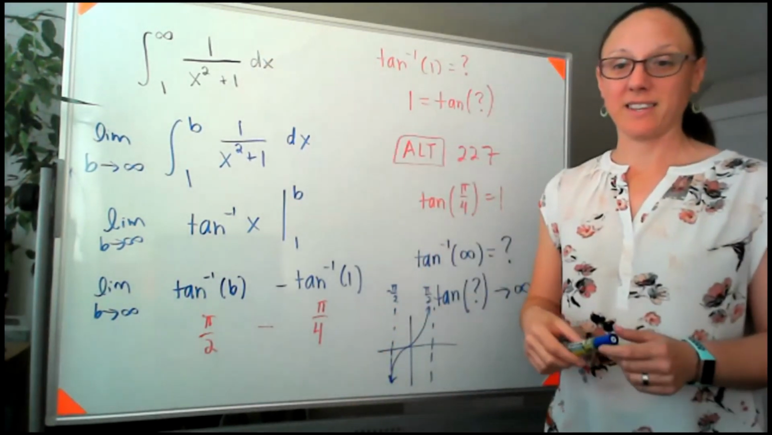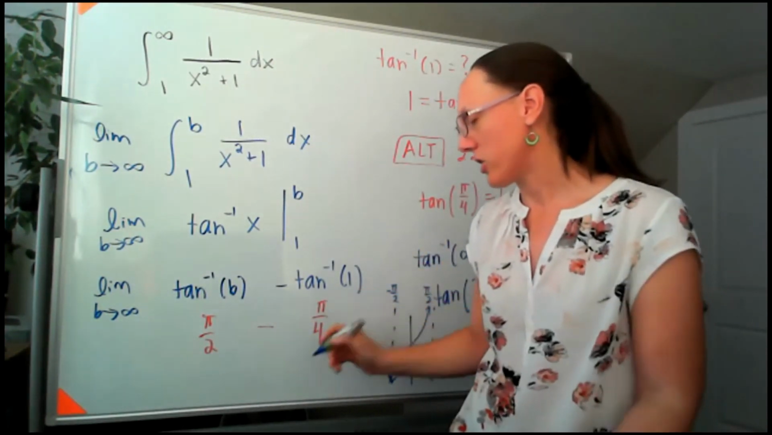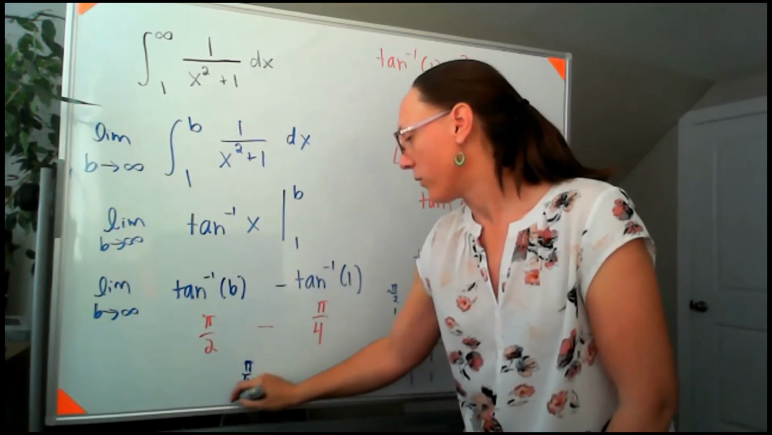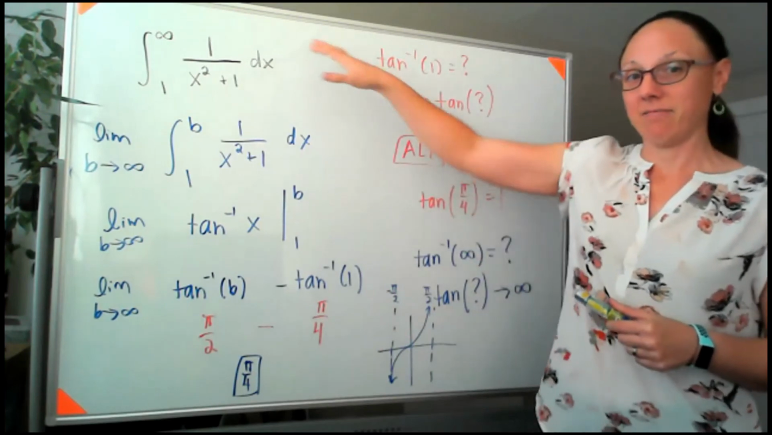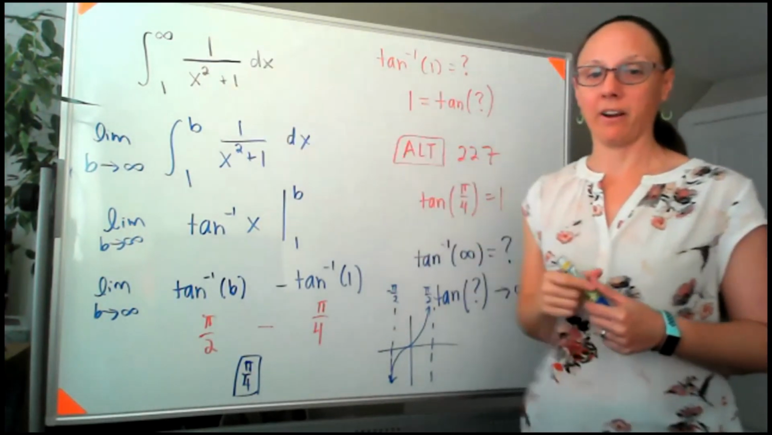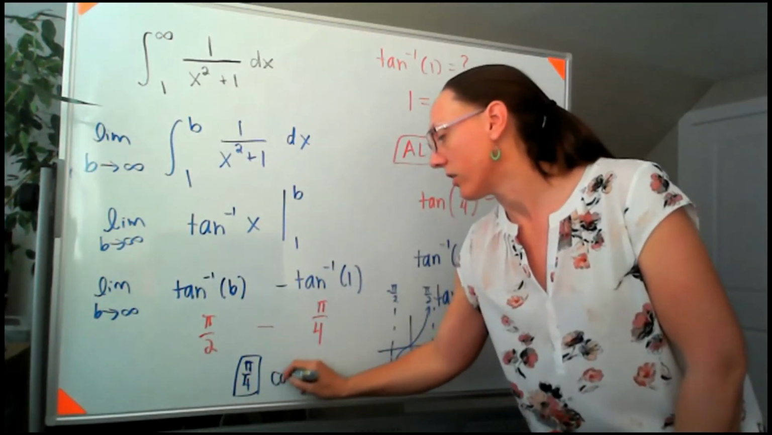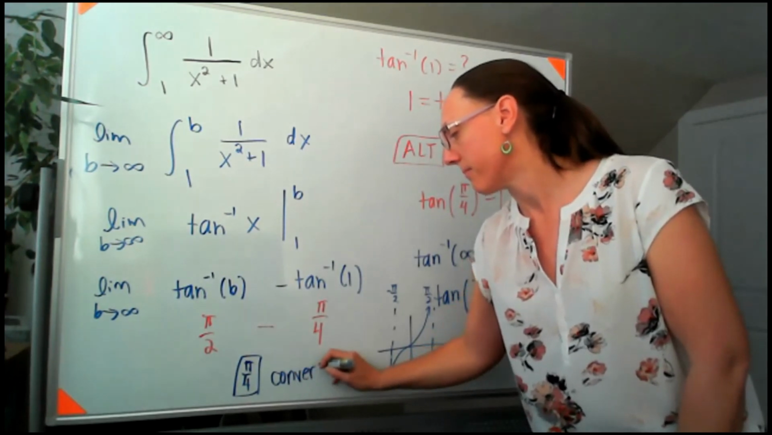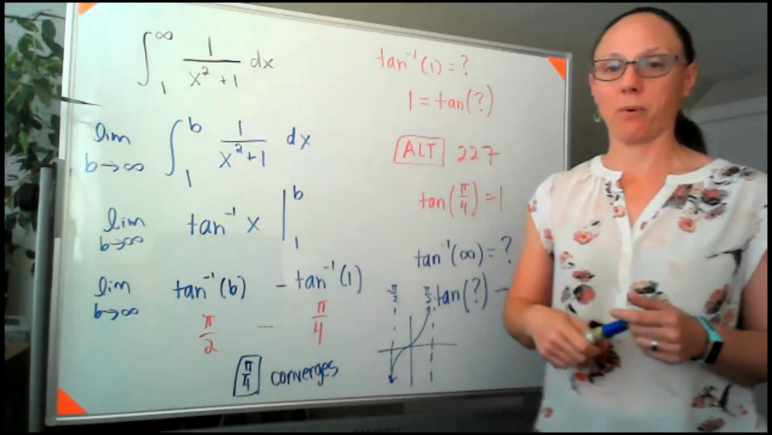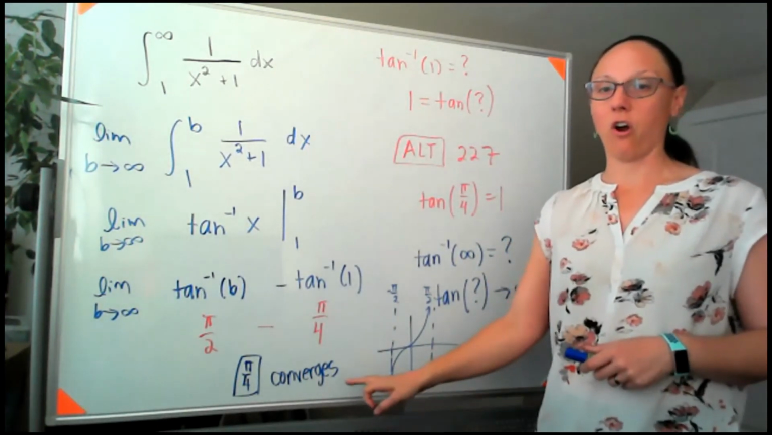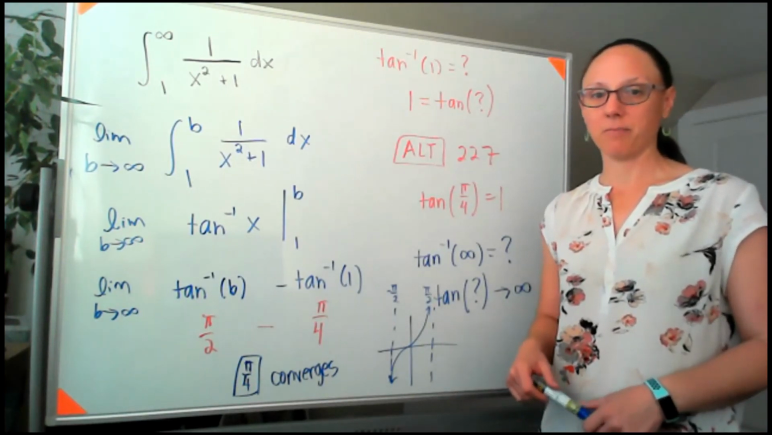So to evaluate this definite integral, I am now looking at pi over 2 minus pi over 4, which is pi over 4. And because we got a number for this definite integral that was an improper integral, there's an additional word that we attach to that, and we say that the integral converges. So anytime that we get a number as an answer for an improper integral, then we say that that improper integral converges. If when we're done we get an infinity, then we would say that it diverges.